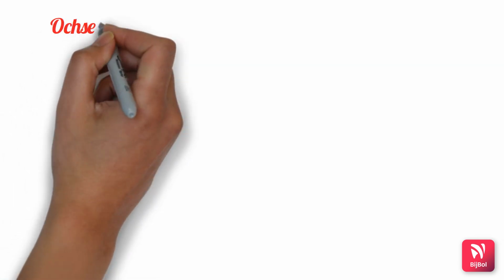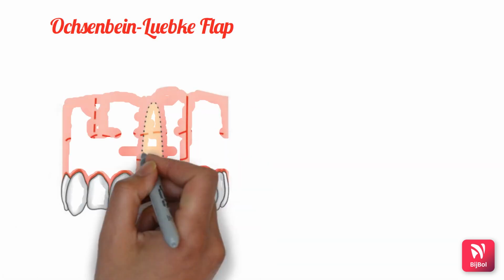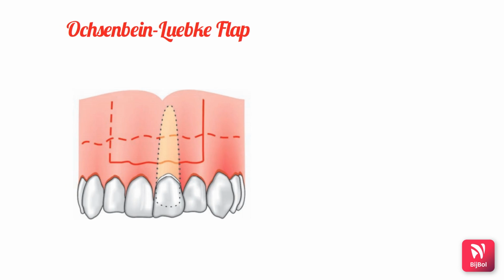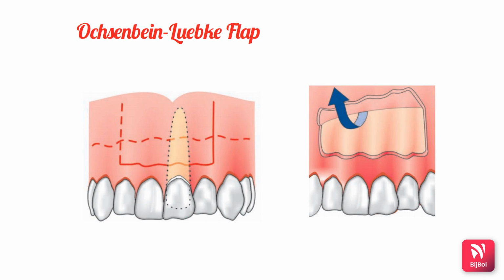Now we'll see the Luebke-Ochsenbein flap, or the submarginal scalloped rectangular flap. This flap was developed by an endodontist and a periodontist, and it is a modification of the rectangular flap. In this, a scalloped horizontal incision is given in the attached gingiva, which joins two vertical incisions made on each side of the surgical site. That's what we can appreciate in the picture. It is indicated mostly in the presence of gingivitis or periodontitis associated with fixed prostheses, or where bony dehiscence is suspected.